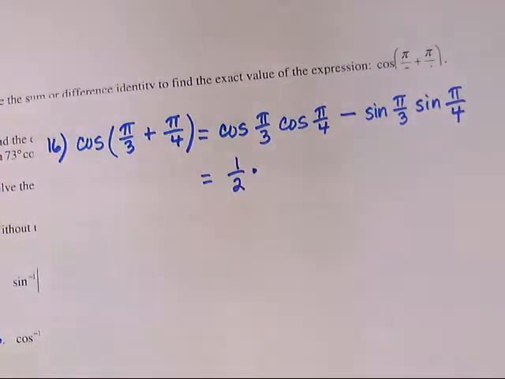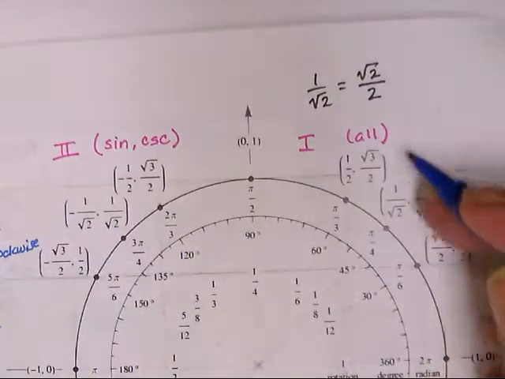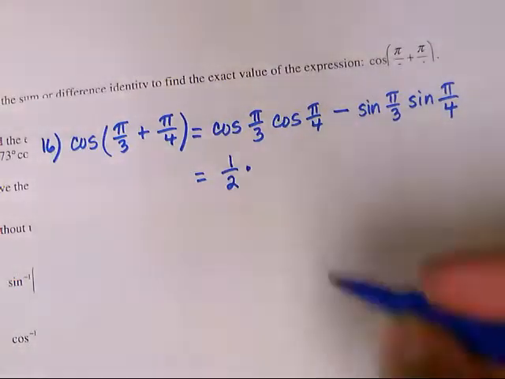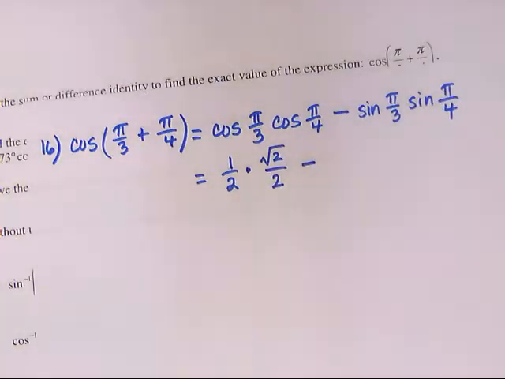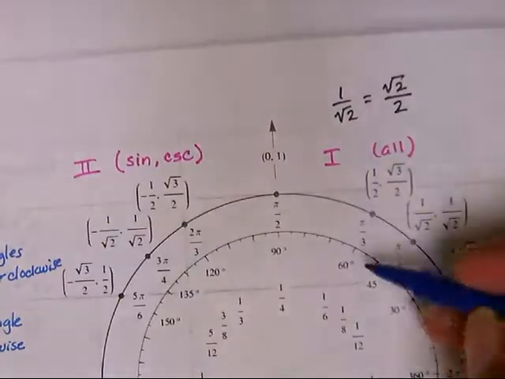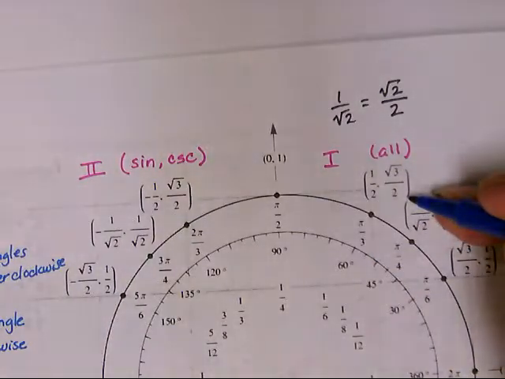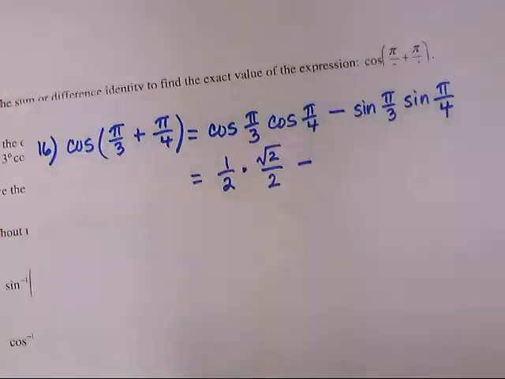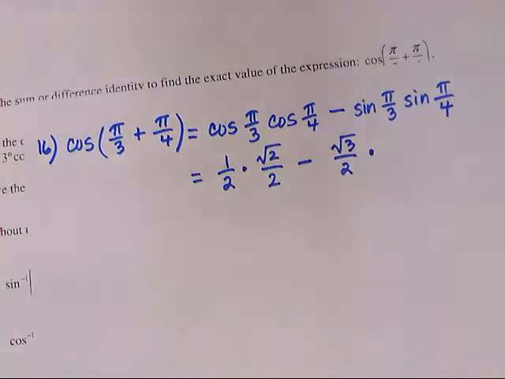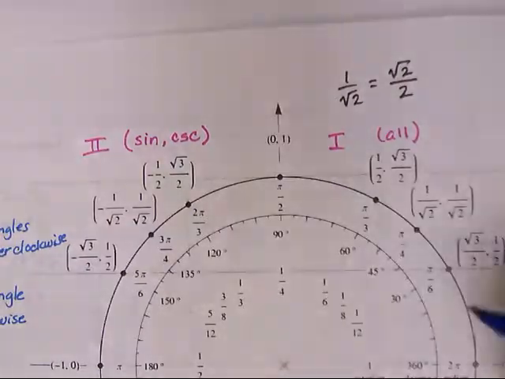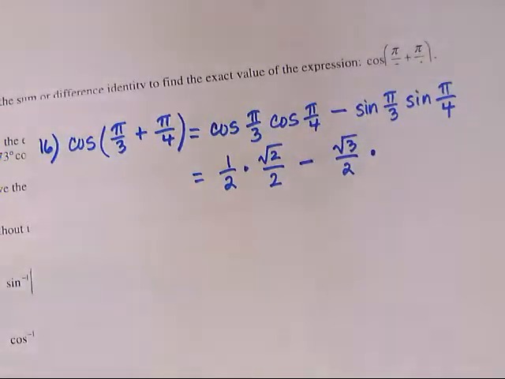That's going to be multiplied by the cosine of pi over 4. Pi over 4 is here. The cosine, I'm going to use square root of 2 over 2. And then minus sine of pi over 3. Well, if this is pi over 3, this y coordinate is the sine of pi over 3, square root of 3 over 2, times sine of pi over 4. Well, pi fourths is here. I'm going to use square root of 2 over 2 instead of 1 over the square root of 2.